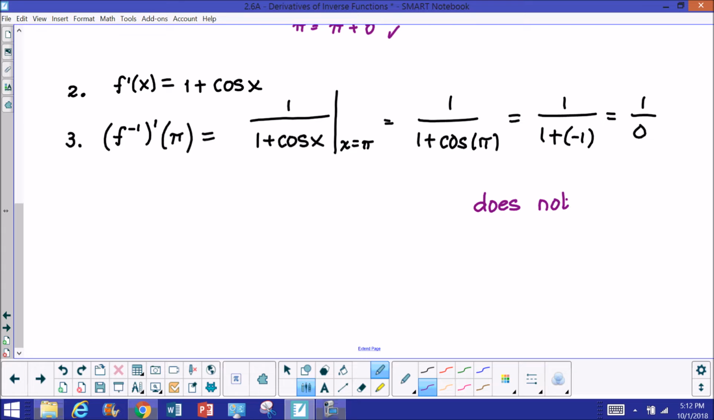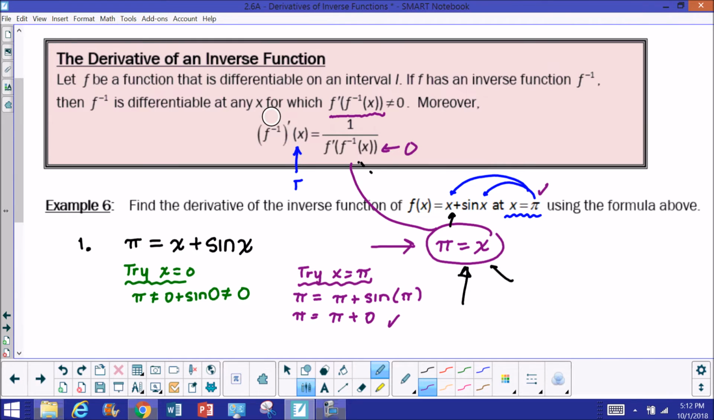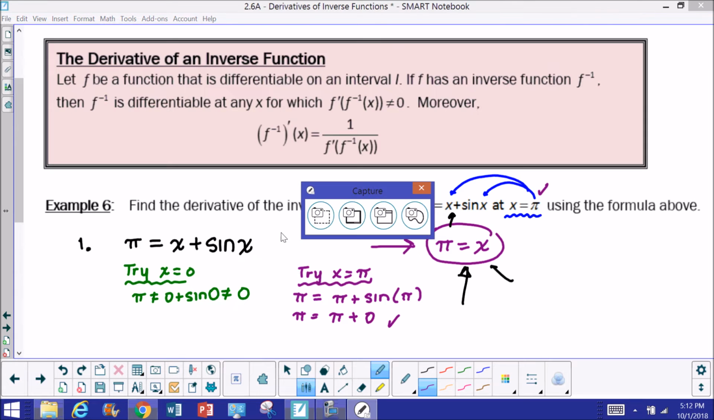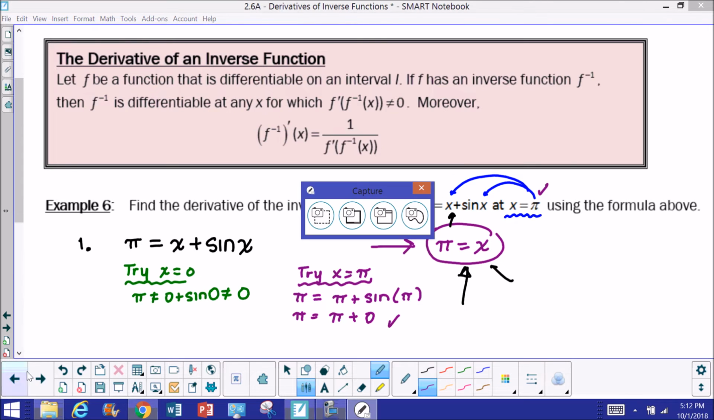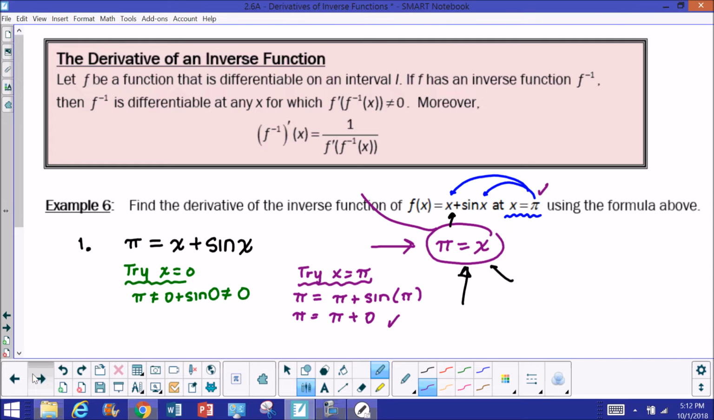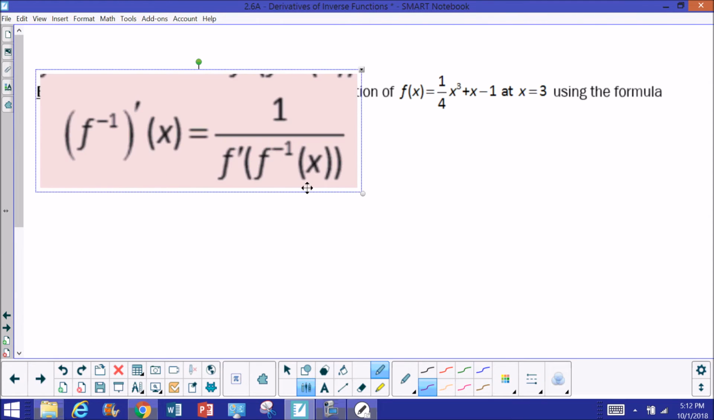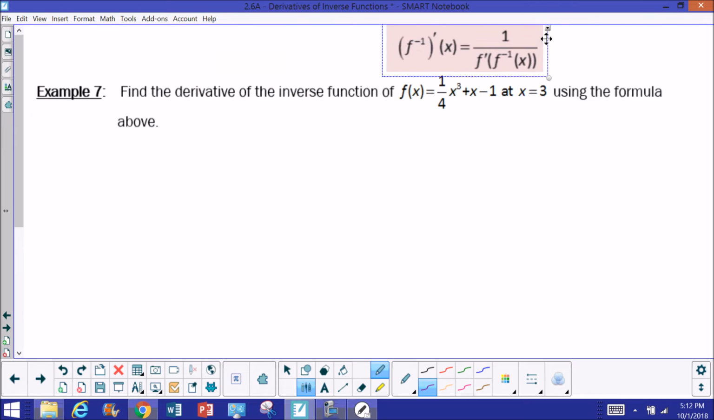Now that may not be the best scenario to throw at you right off the bat, but I want to go ahead and push on and do one example here of a function that does exist. So just so that we don't lose sight of this valuable formula, I'm going to cut it out so that I can refer to it. So I'll just use the camera tool and do just that. So this is going to be our working formula. And then we'll move on to example 7. And I'm going to paste that formula right here and move it up here in the corner.